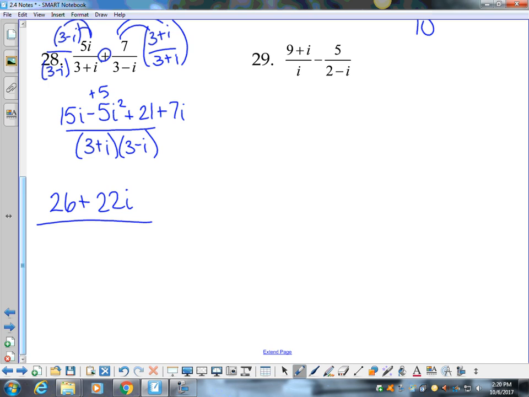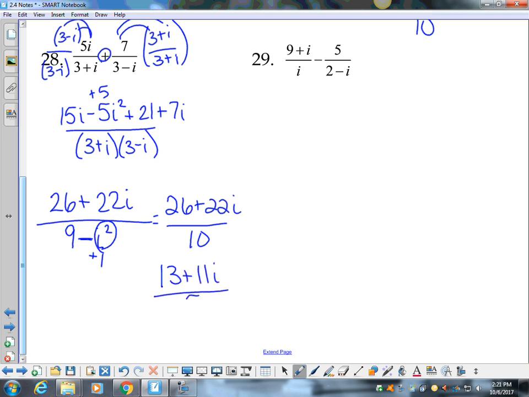The bottom I need to lobster. That's going to be 9. Then a negative 3 and a positive 3i, they're going to cancel. And then minus i squared. i squared is a negative 1. So with that negative, it's going to make it a plus 1. So now I'm over 10. And they can all cheat with a 2. So 13 plus 11i over 5.